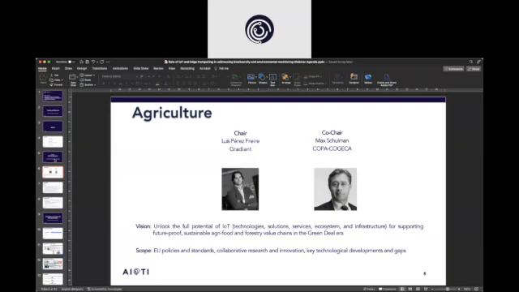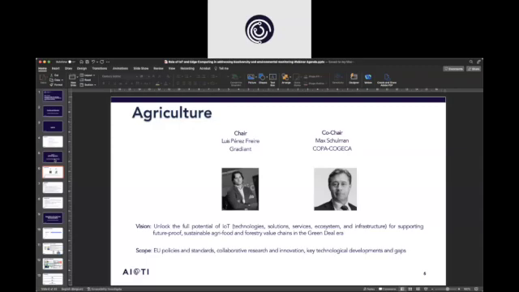The Agriculture Working Group is one of the oldest working groups in AIOTI. It was established since the very beginning. Currently, as you can see, it's chaired by myself. I'm the executive director of Gradiant. We are an RTO in the northwest of Spain in ICT technologies. Agriculture is one of the sectors where we are working, not only with local companies and colleagues, but also all around Europe. The co-chair of the working group is Max Schulman, who is a representative from Copa Cogeca. Copa Cogeca is basically the representative in Europe of the farmers and the cooperatives of farmers.